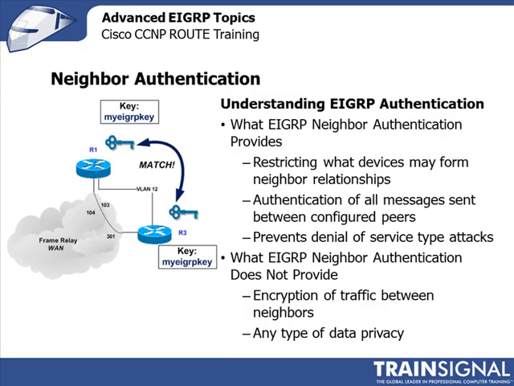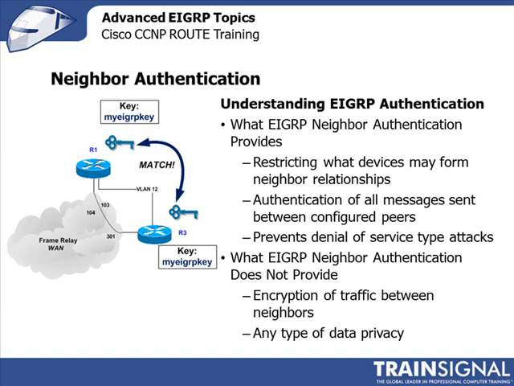So let's begin with, what is neighbor authentication and how does it operate? What does it do? What does it not do? You can obviously look out here to the left. We have, in this particular case, a key that's configured on each one of the devices with the string myEIGRP key, and they have to match in order for the relationship to come up.